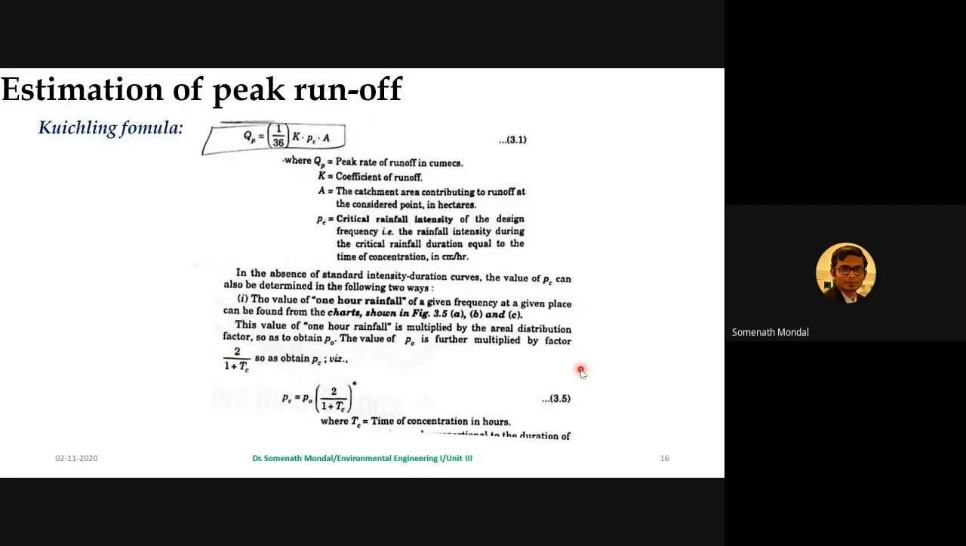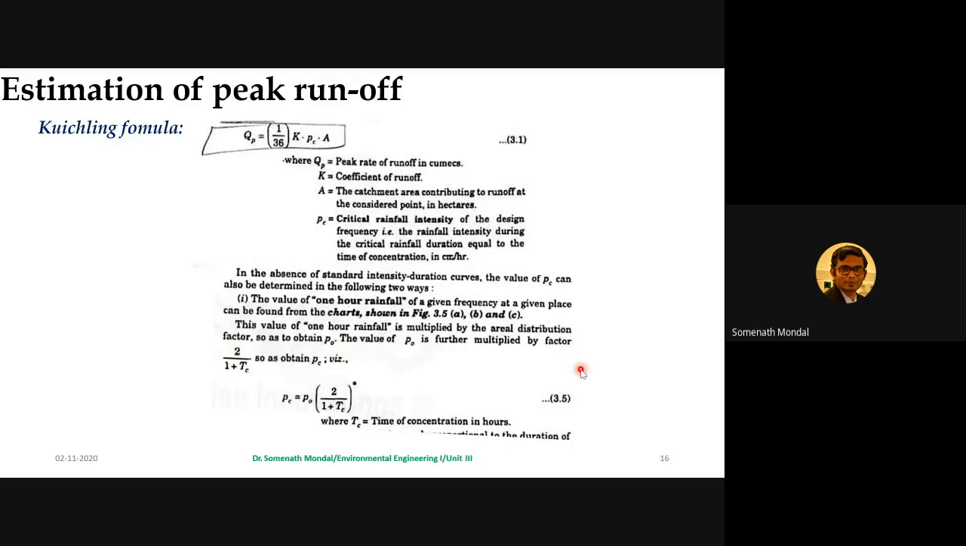As per Quichling's formula, QP equals 1 by 36 K into PC into A. Try to see all the different connotations which we are going to use here. K is the coefficient of runoff. All of you know how to calculate, how to obtain that. A is the catchment area contributing to the runoff at the considered point in hectares. So that is also okay.